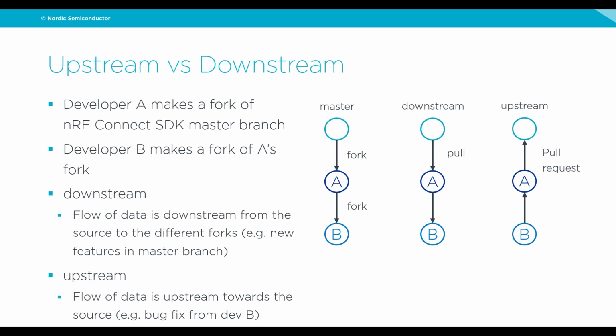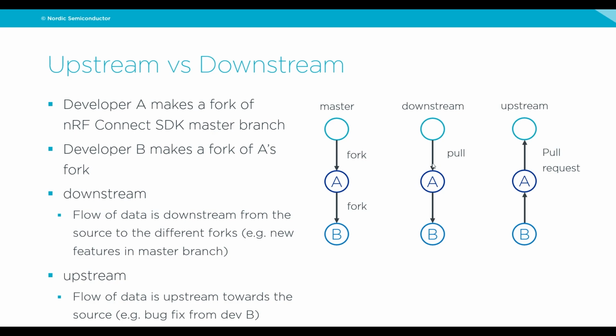So just a quick intro to upstream versus downstream. Upstream means that the flow of information is upstream towards the source, for example from developer B to developer A to master. That would be a pull request, for example. And downstream is when the flow of information is downstream from the source, so in this case from the master branch to developer A to developer B, for example.